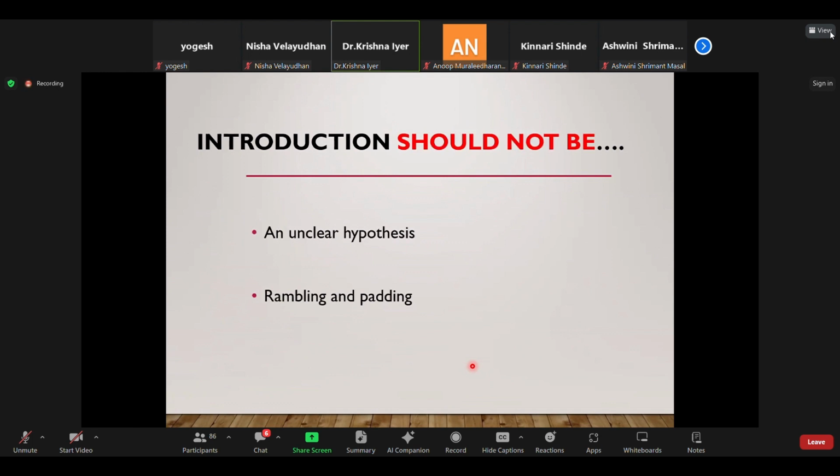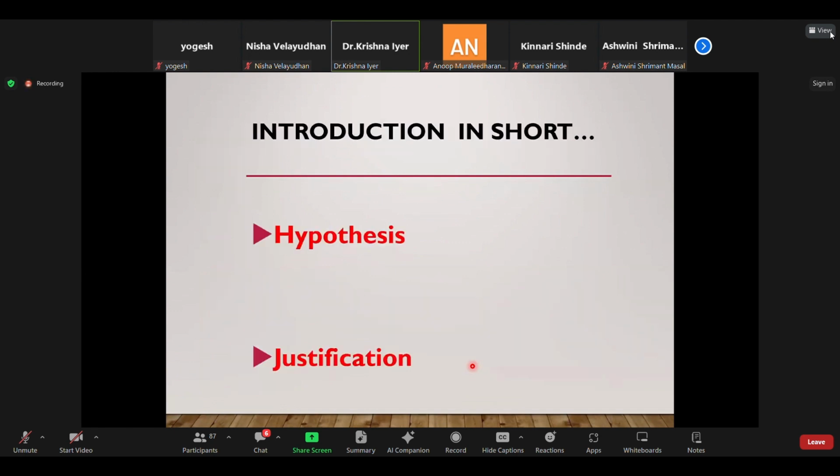Okay, what the introduction should not be is an unclear hypothesis and a lot of rambling or padding, where nobody actually ends up knowing what you are talking about, except you are just filling space. Okay, so make sure you don't do that. That can be very disheartening to a reader, where they start reading the introduction and they find that it's not going anywhere, and suddenly the paper starts. Okay, don't do that. Okay, so in short, it's the hypothesis and the justification for the work that you are going to write up about.